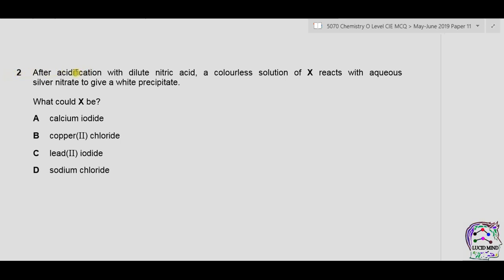Question number 2. After acidification with dilute nitric acid, a colorless solution of X reacts with aqueous silver nitrate to give a white precipitate. What could X be? Now this is anion identification test. And in this test what happens is that silver ion from silver nitrate reacts with halide from given salt to form precipitate. Let's see which one gives out white precipitate.